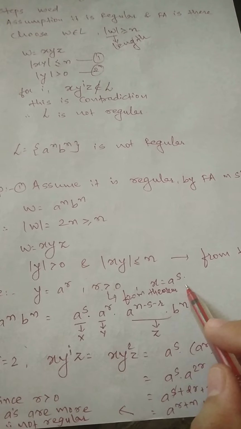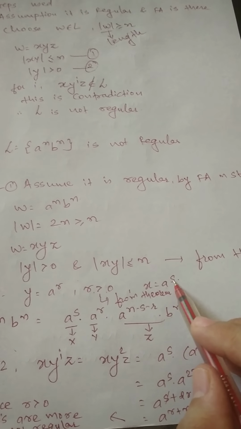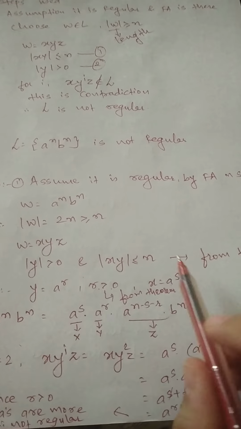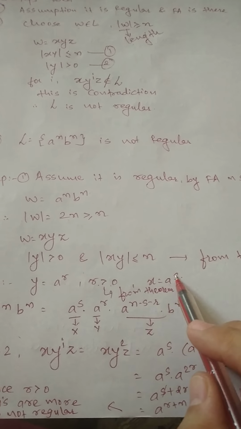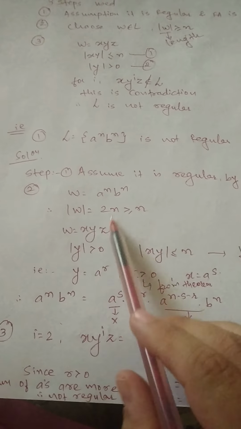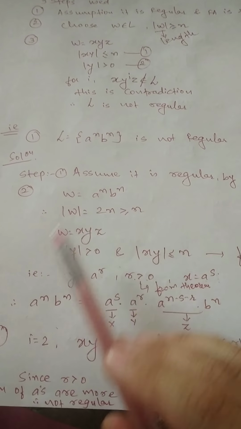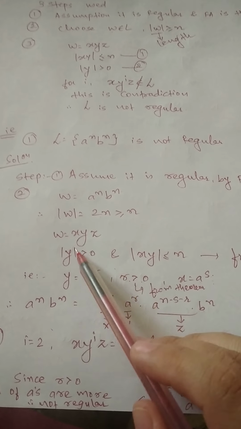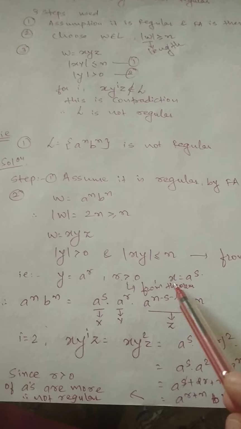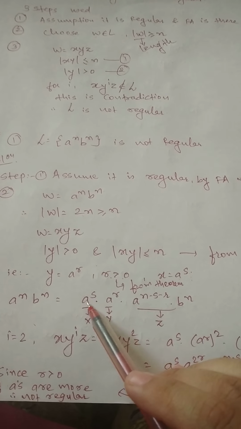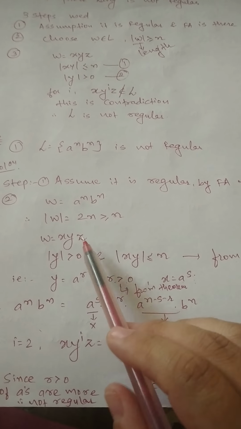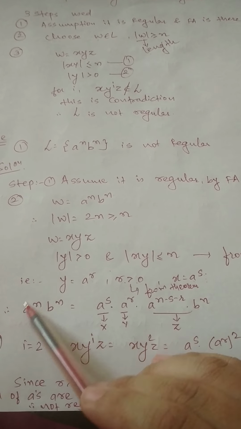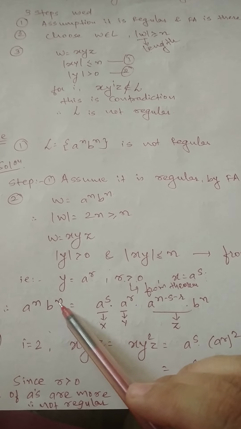Here we are not providing any condition for s, like s should be greater than 0 or s should be greater than or equal to 1, because it is not given to us. s can be any power. So once we declare the overall string, a raised to n and b raised to n is also in the form of x, y, z. Here our x is a raised to s. So first we declare a raised to s, then we declare the y string, which here we take as a raised to r. Now we have to get the final string, that is a raised to n and b raised to n.